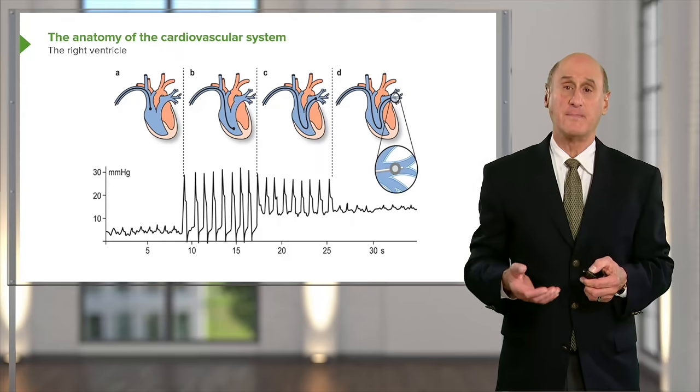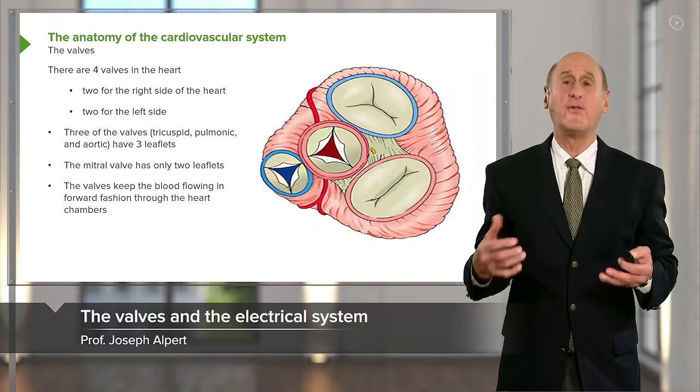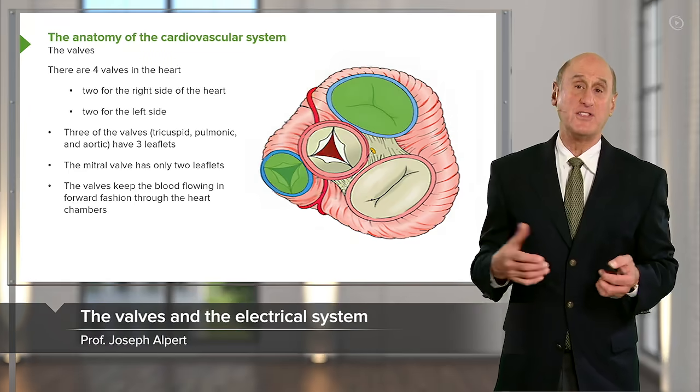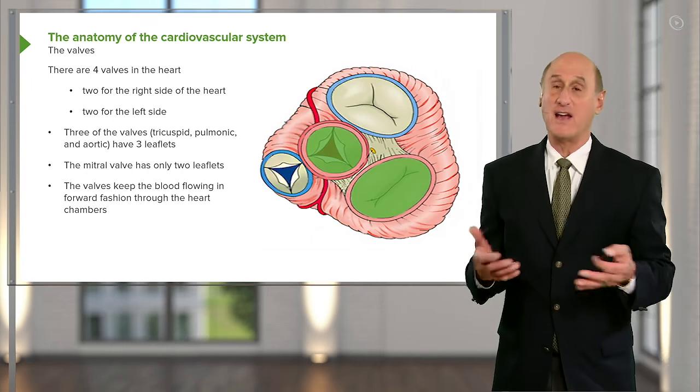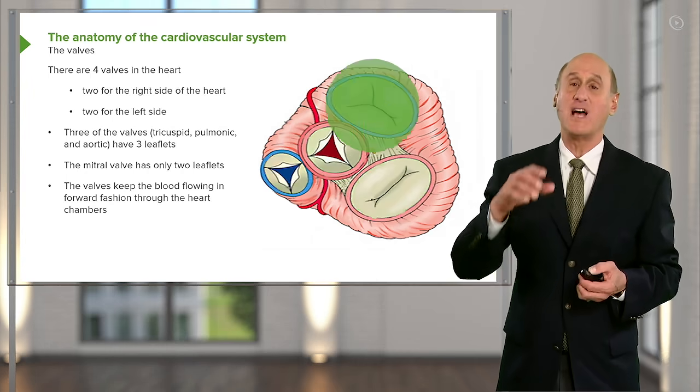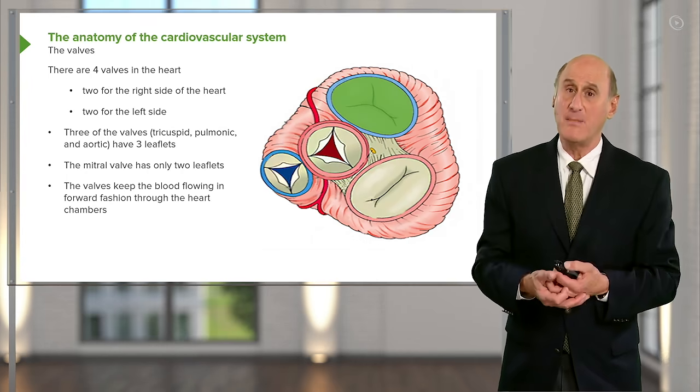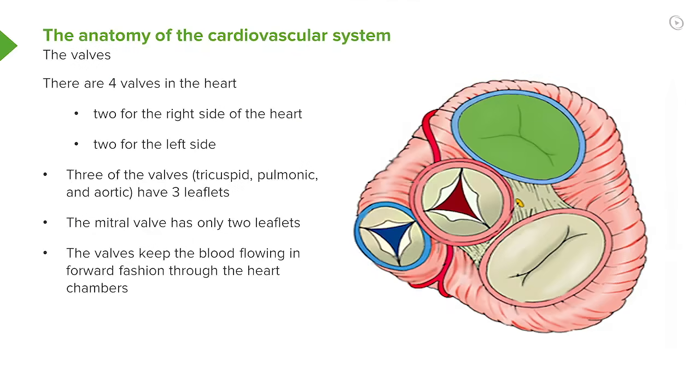Here are the four heart valves. The ones in blue are the right-sided ones, of course, and the ones in red are the left-sided ones. Let's take the one at the top of the diagram because that's the front of the heart, and that's the tricuspid valve.